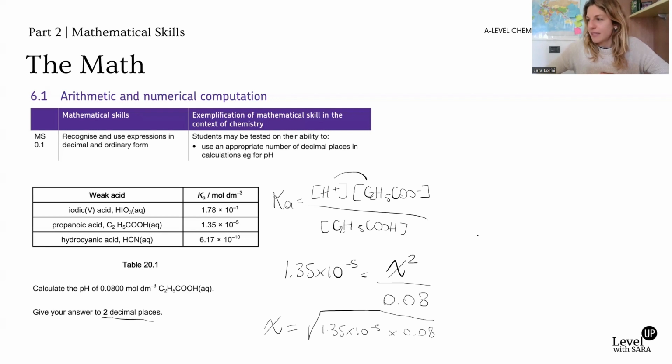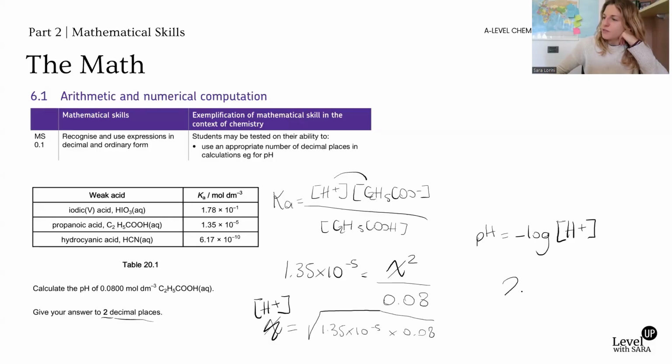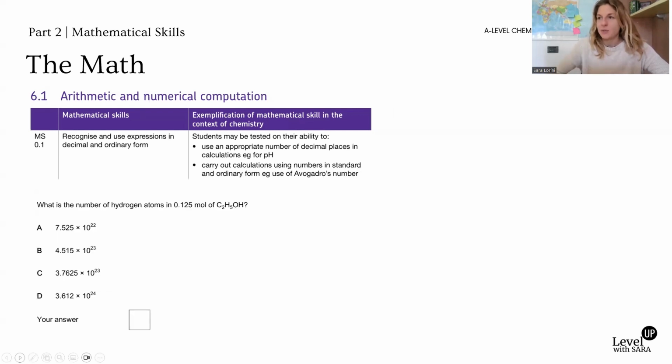Having this value, remember that the pH is equal to the negative logarithm of this value. So here, let's write it as concentration of H plus to make it more visual. And this should give you the right pH. Okay. So the pH should be 2.98. Okay, anyway, this is a very classic mathematical skill in chemistry. We continue with the second part.